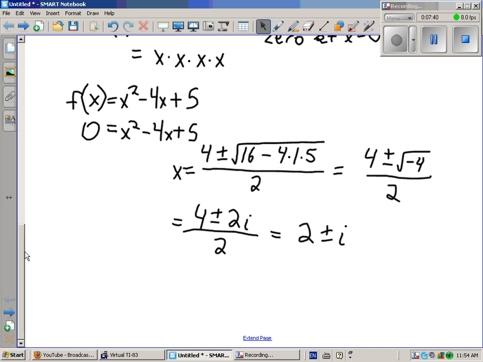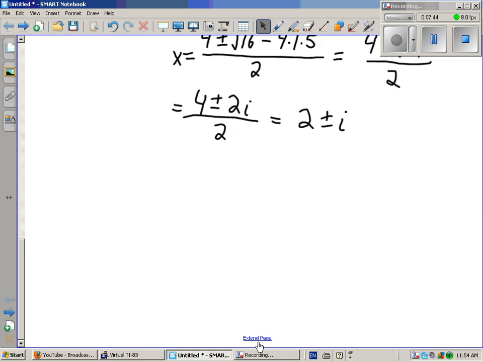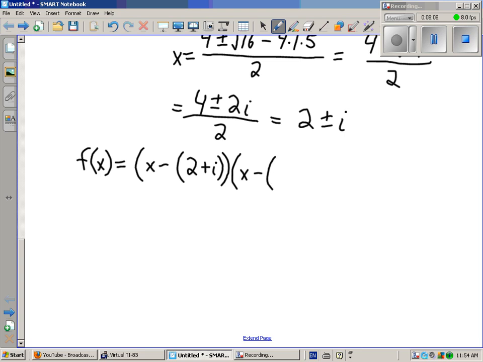So if we wanted to write this in fully factored form, we actually have not just the imaginary part like we did in our first example, we have a full complex number. So our function f of x, if we put it into factored form, is going to be x minus (2 plus i) times x minus your other zero, (2 minus i).